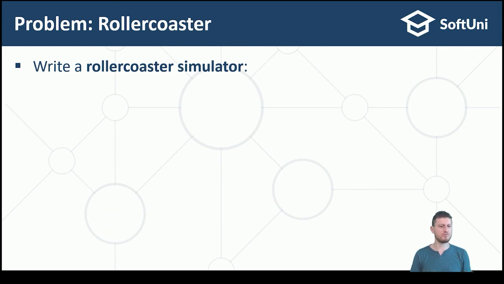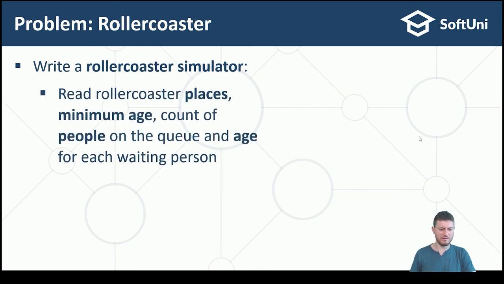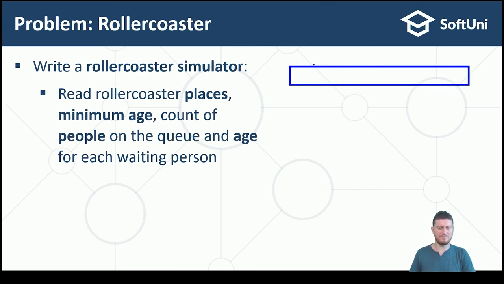It's called roller coaster simulator. We have a roller coaster and we have some places in it. For example, we have 1, 2, 3, 5 places. And we have some minimum age. For example, the minimum age is 5.